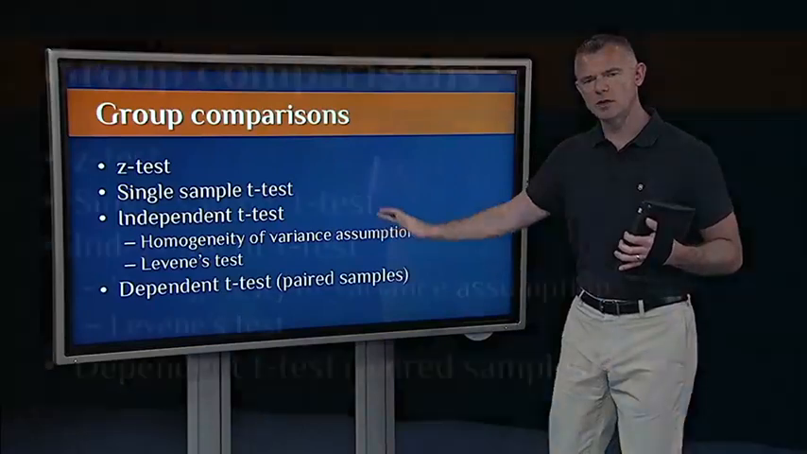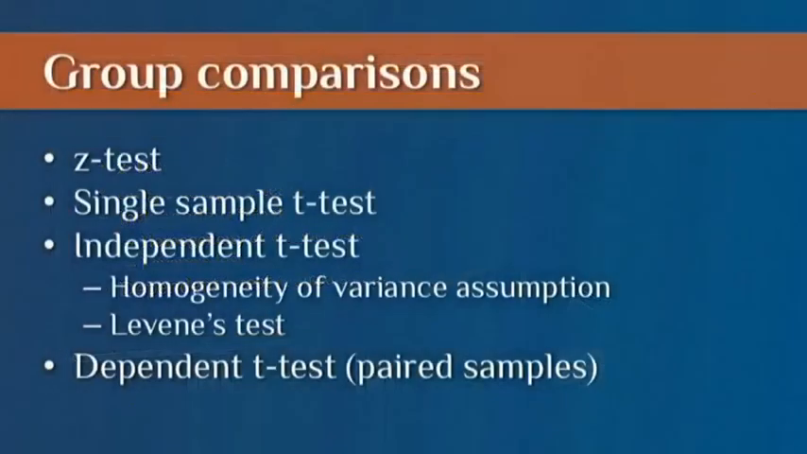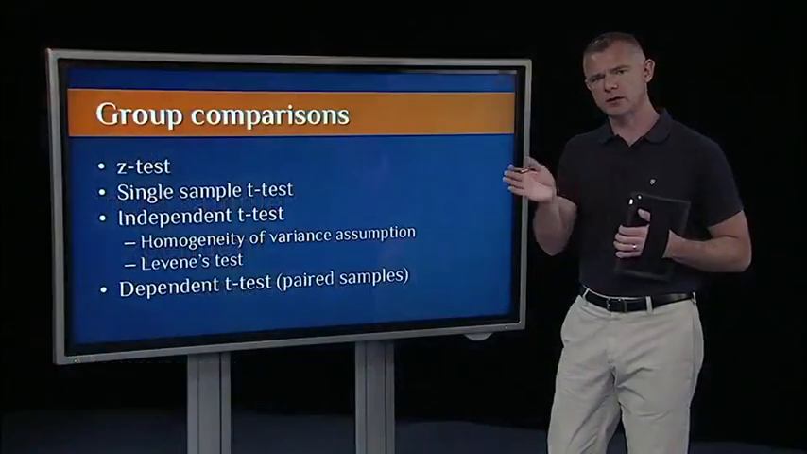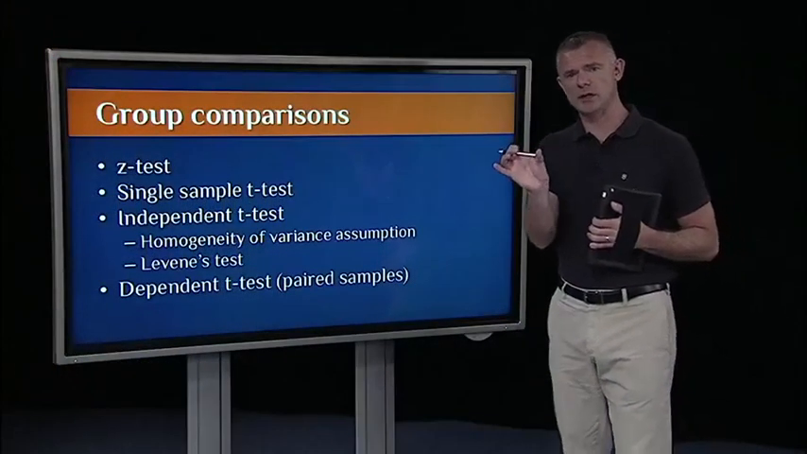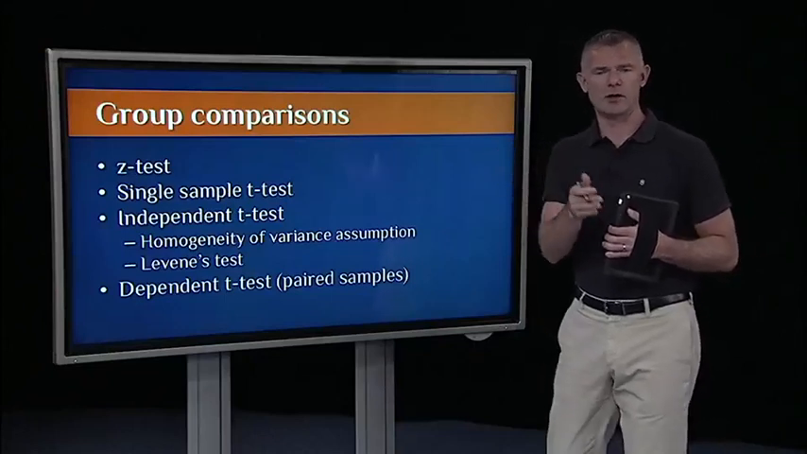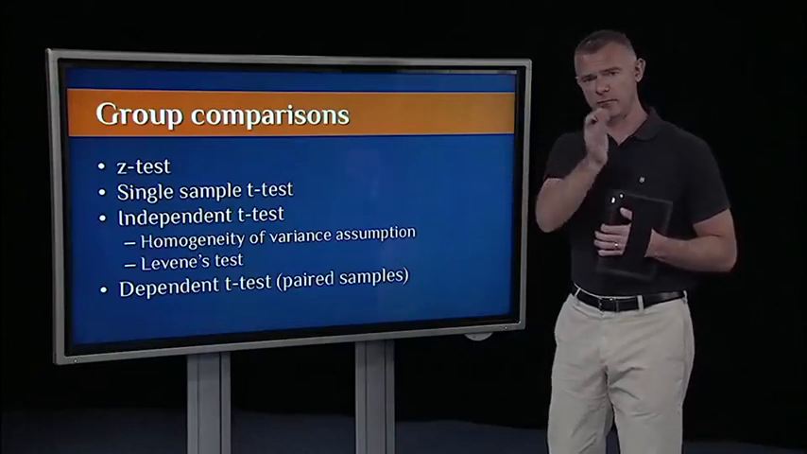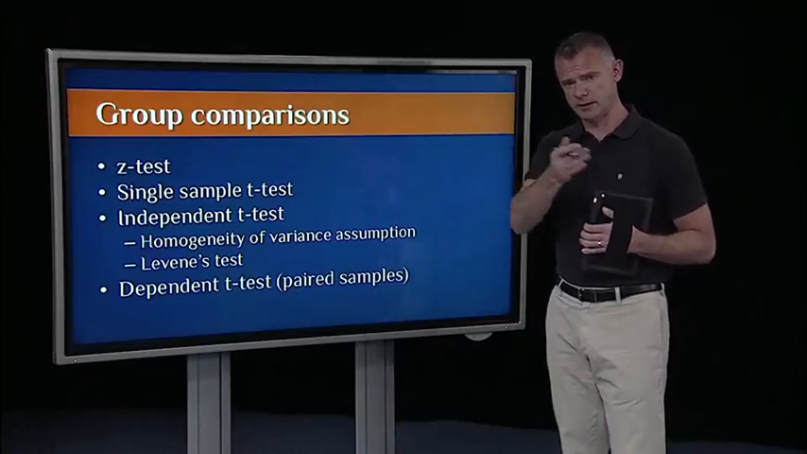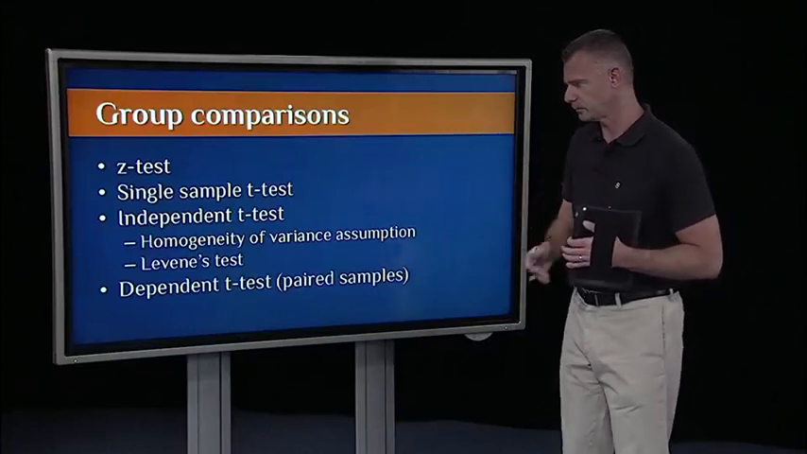Then we spent a little bit more time on the independent t and the dependent t. The independent t-test allowed us to compare two independent samples, and the dependent t allowed us to compare the same subjects or the same people in two different conditions, like the working memory training example where we compared them before training and after training, the same people in two conditions.